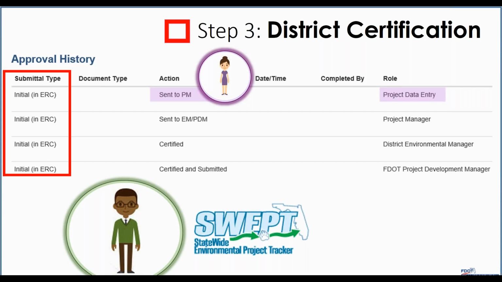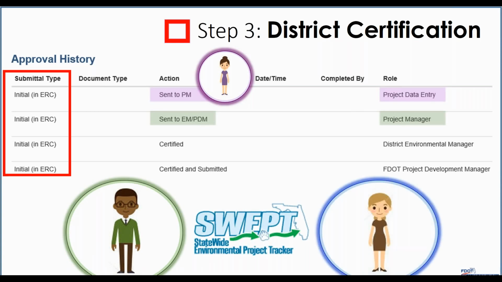So the EDS form, once filled out by the project editor, will be sent to the project manager. The project manager is going to review the document and make sure it looks good to them. And then they're going to approve the EDS form, which will then be sent to the district environmental manager. The district environmental manager will also review the document and certify that it's ready for OEM review. That will then send it to the project development manager, who will do the same thing. They will review, certify it's ready for OEM review, and submit it ultimately to OEM for approval.